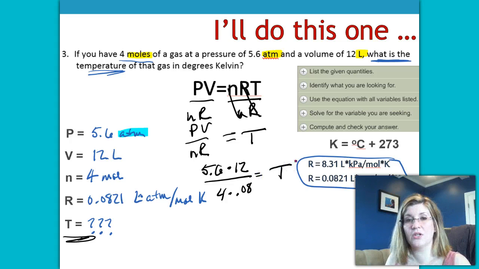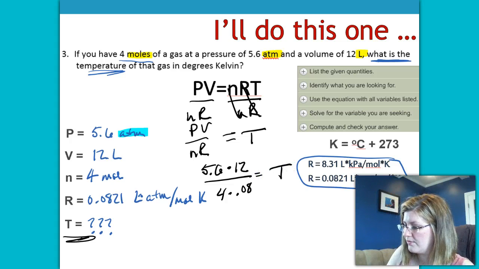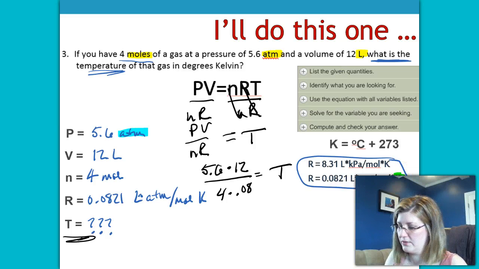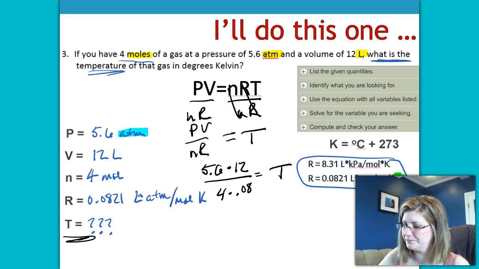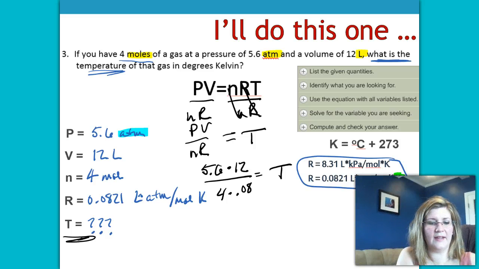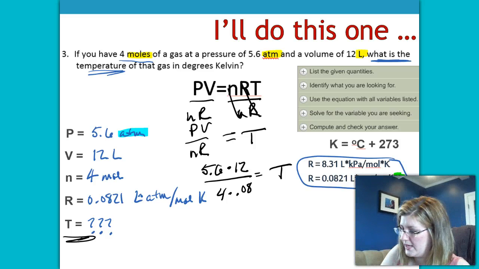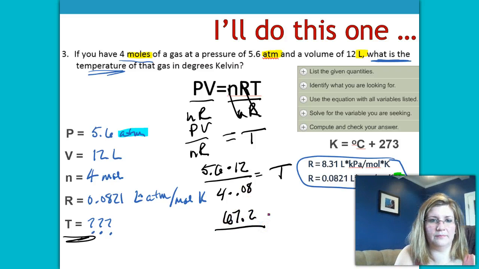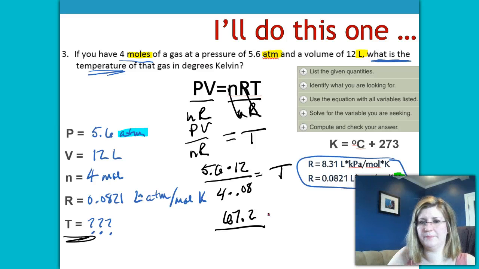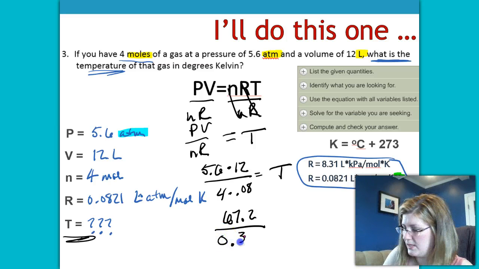And that's going to give us our temperature in Kelvin, and it will give us our temperature in Kelvin because we have Kelvin units in our R value. So if I were inserting all of my units here for R, you would see how they cancel, but I'm not going to do that right now. Okay, so I need to pull out my calculator, and of course order of operations says we do the top first, and we solve for 67.2 on the top, divided by 4 times 0.0821, which is 0.3284. And that equals T.